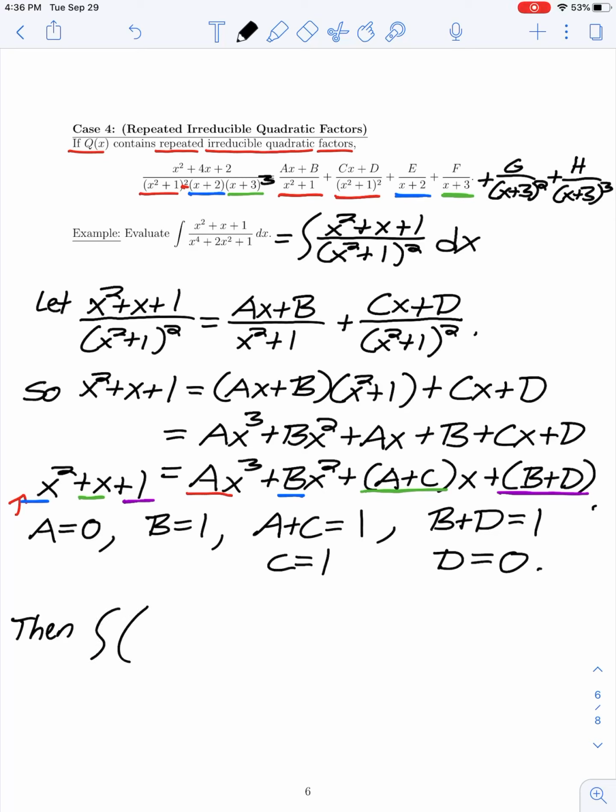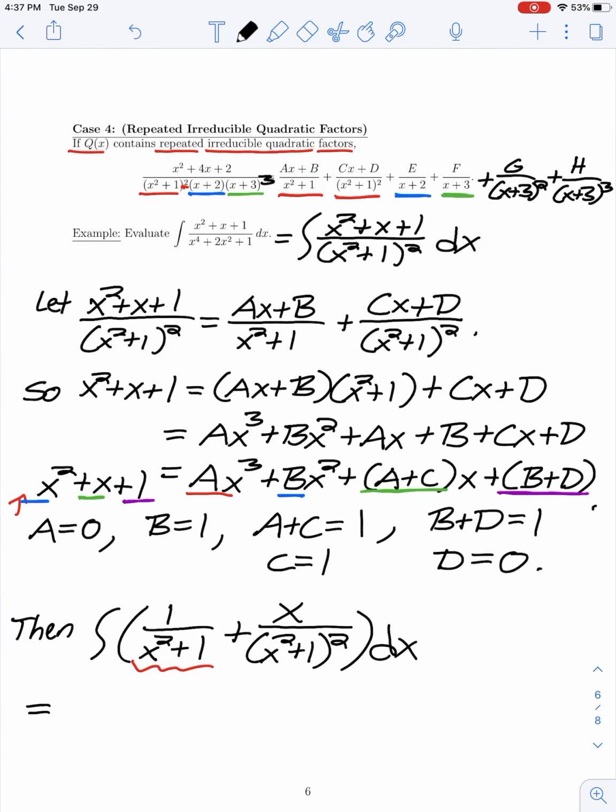So looking at our integral in its decomposed form, we had something of the form ax plus b. Now a was 0, so we just have b, which was 1, over x squared plus 1. Then plus cx plus d, where c was 1 and d was 0, so we just have 1x over x squared plus 1 quantity squared dx. Now, the first part of this integral I can evaluate directly. The antiderivative of 1 over x squared plus 1 is arctangent of x. Then we're adding the antiderivative of x over x squared plus 1 quantity squared.